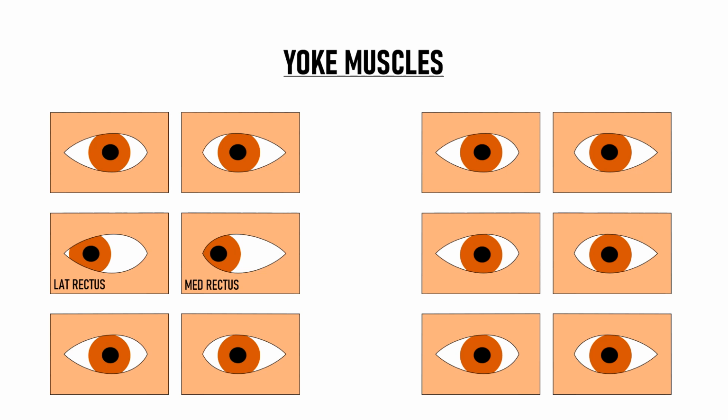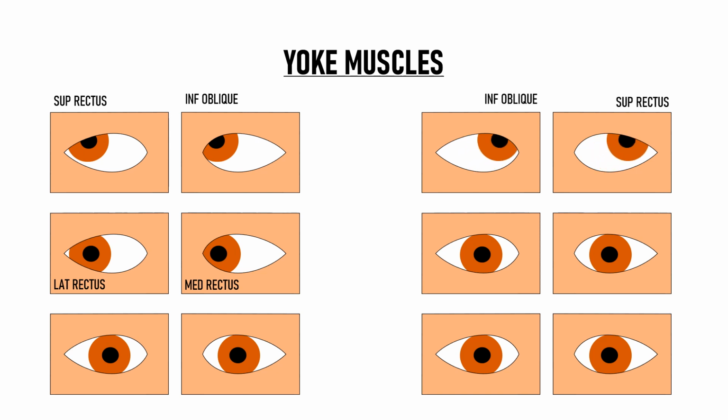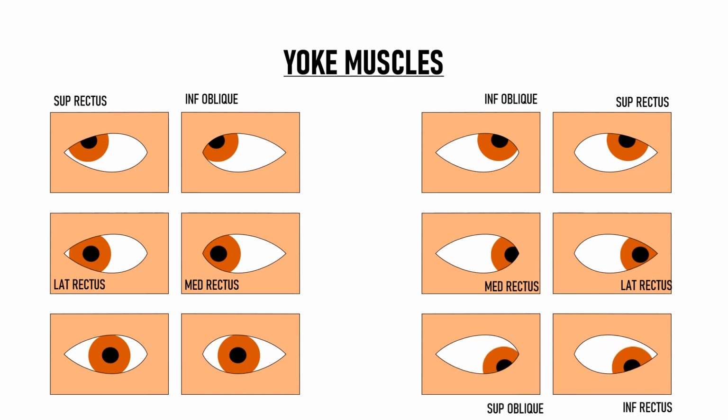So when the right superior rectus contracts, left inferior oblique contracts too. Left superior rectus contracts with right eye inferior oblique. Left lateral rectus contracts with right eye's medial rectus. Right superior oblique and left inferior rectus contract together. And right inferior rectus and left superior oblique also contract at the same time. These pairs of muscles are yoke muscles of each other.